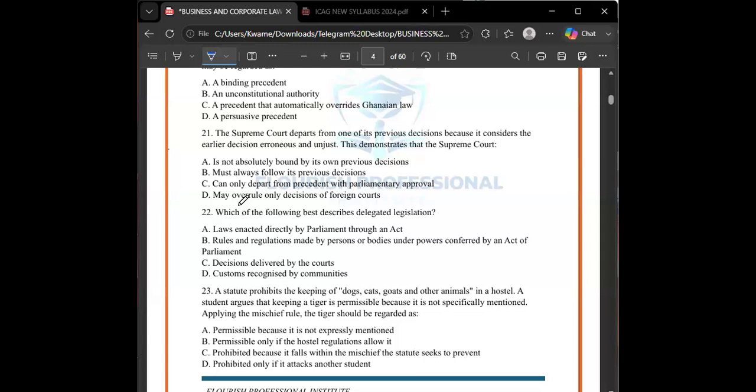It is not absolutely bound by its own previous decision. You're choosing A. Yes, please. All right. So the word absolutely is what is making A the answer.